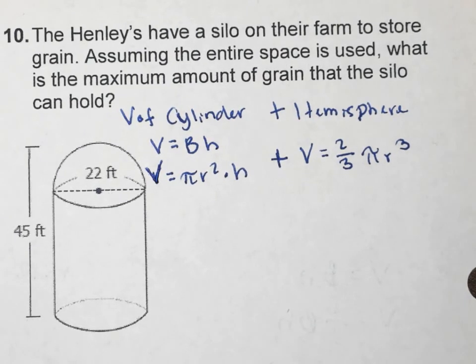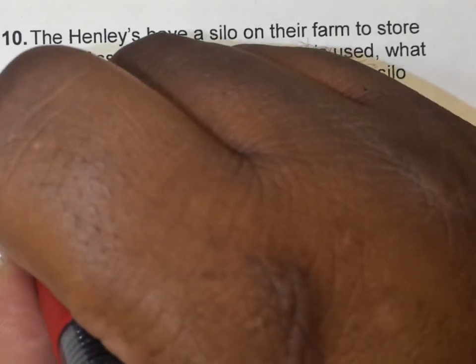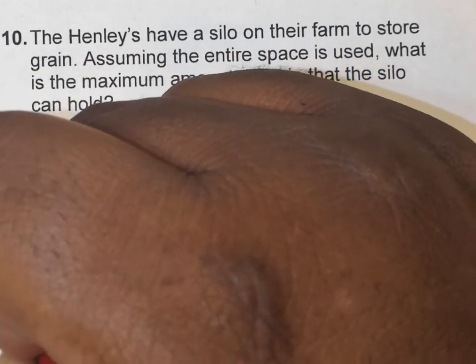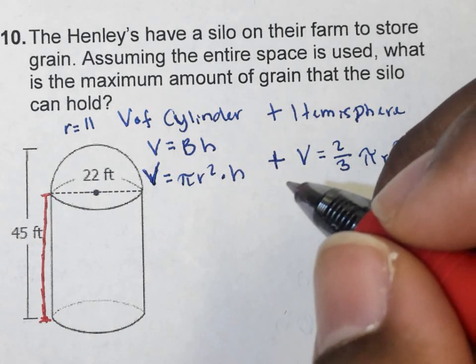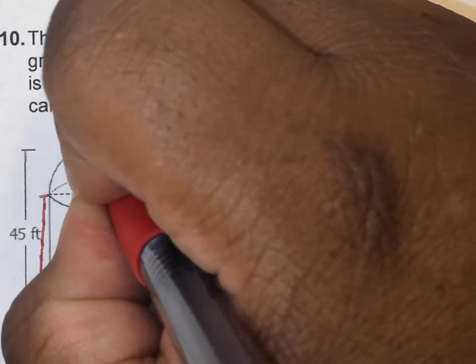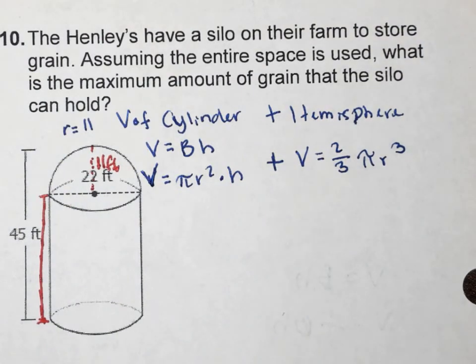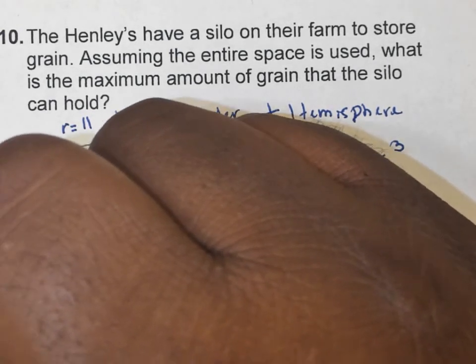So, we need radius. Make sure we got that. Chris, what's our radius? Radius is 11. Then after that, we also need a height for our cylinder. What's the height of our cylinder? Nope. Mind, you got to explain yourself. Hold on, make sure you're listening. The radius is the height of the hemisphere. I got you. She's saying my radius can stretch out this way. It can be 11 feet this way. I feel you. 45 minus 11 gives me 34 feet, which is the height of my cylinder.